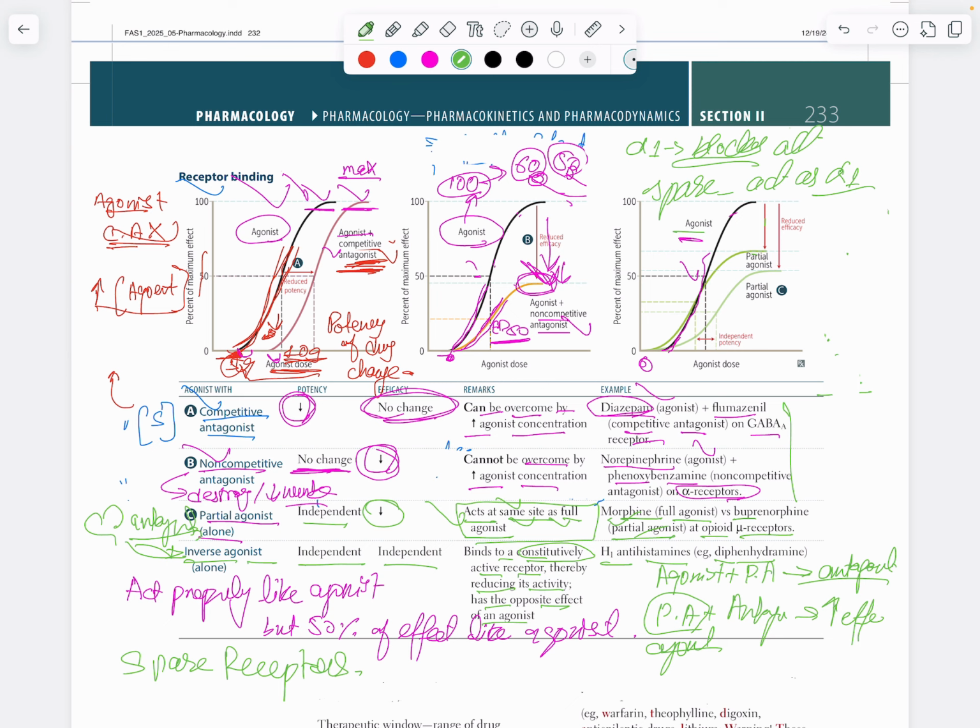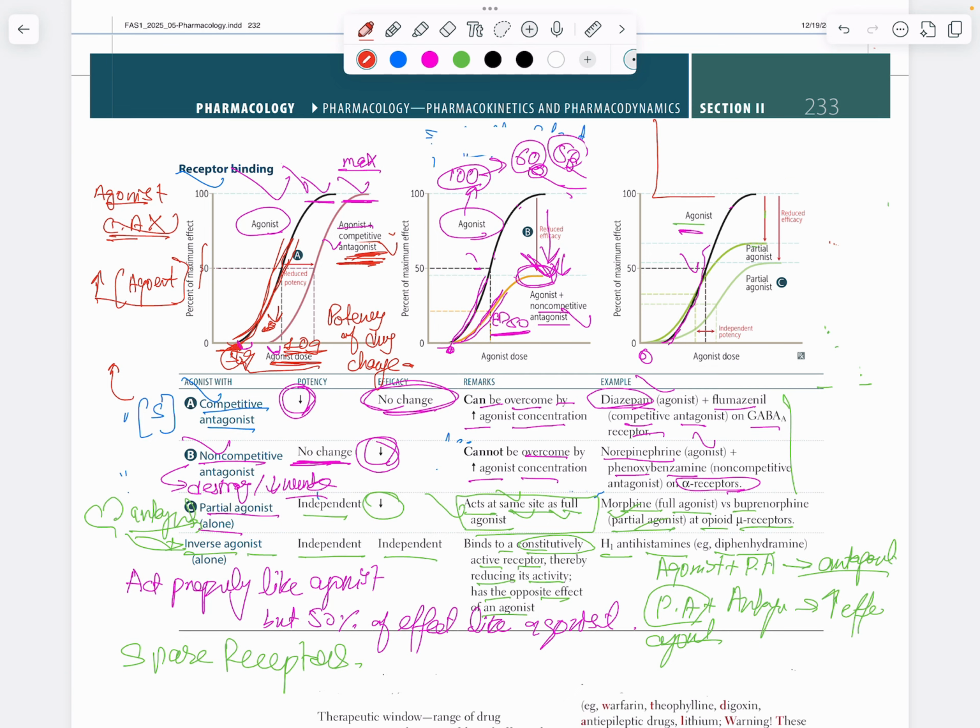It prevents the binding of agonists to the portion of receptors, and high concentrations of agonist still produce maximum effect. For example, I will make one graph. If I make the graph for you guys, this is one graph in which I am putting 3 scenarios. This is the first scenario. I am giving only agonist, and I am getting the maximum effect.